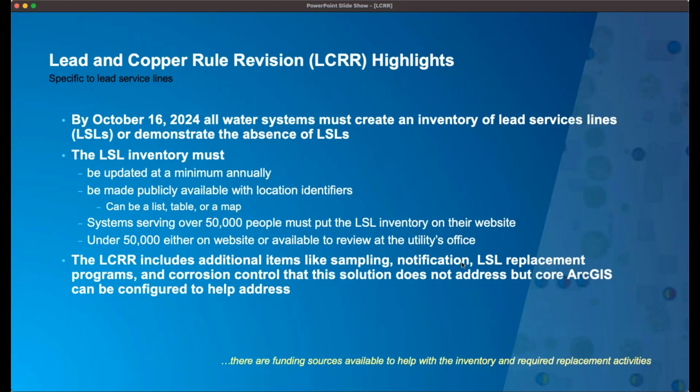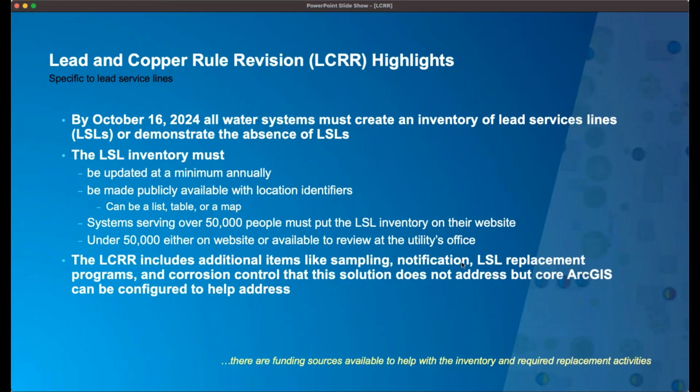The LCRR also requires that the lead service line inventory be made publicly available with location identifiers, meaning that the community can look at that information and understand where in the community these lead service lines are. It can be shared as a list, a table, or a map. Obviously, at Esri, we believe a map is by far the most efficient and impactful way to share this information with your community.